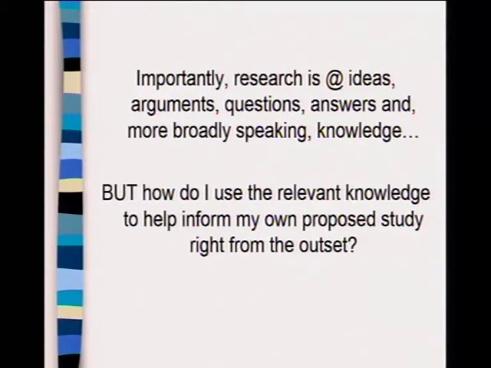We need knowledge. I'm sure you are aware by now that there is a concept the government is running called the knowledge economy. So through research, we are developing management cadres or graduates who are able to generate knowledge that helps us solve many problems. But also the question is, how do I use the relevant knowledge to help inform my proposed study, right from the onset?